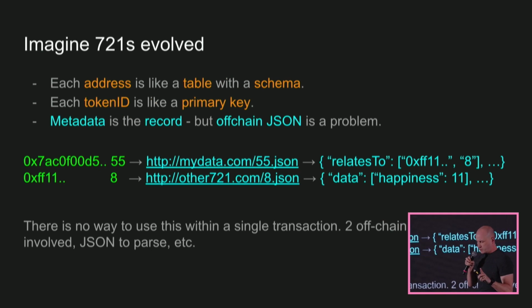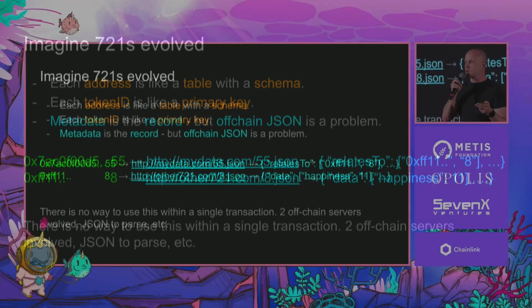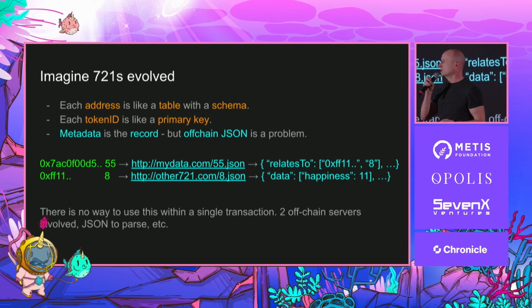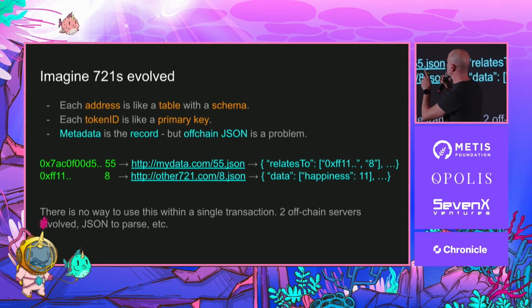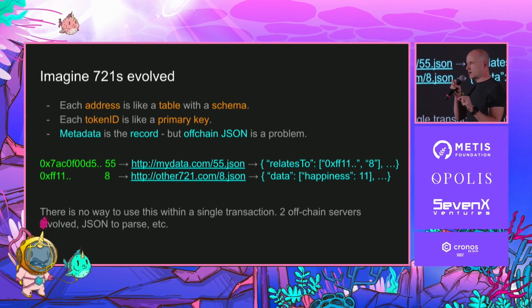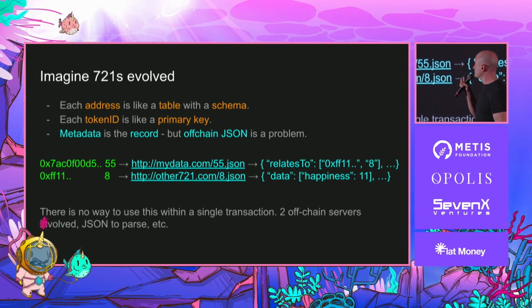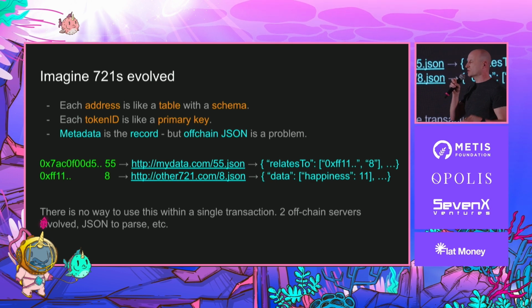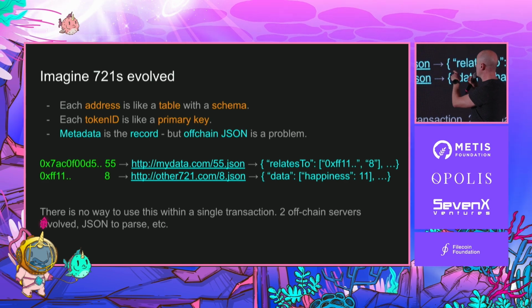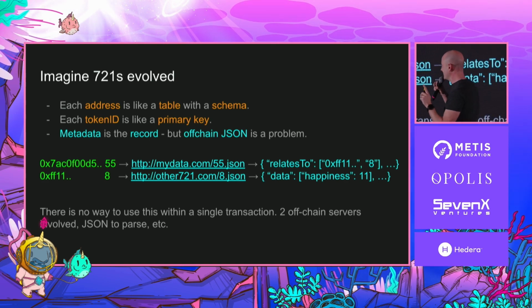So let's imagine 721s have evolved a little bit for a second, okay? And instead of thinking of them like, I know a lot of people think of 721s as like PFPs, like all that is some art somewhere on a server. But let's get rid of the idea for a second, and let's think of each 721 as an address, like a table with a schema, okay? And then for each token ID, let's make that like the primary key. And instead of metadata, let's just call it the record. But as you can see, off-chain data, off-chain JSON is a problem.